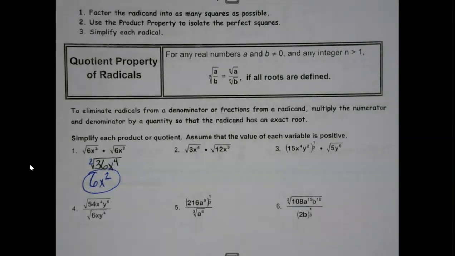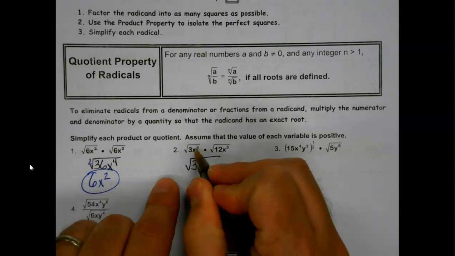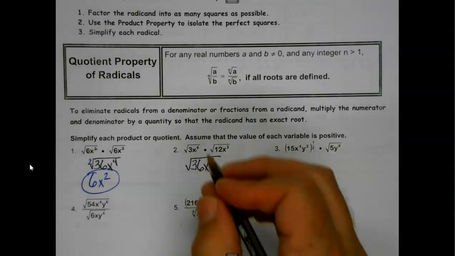Next one, same thing. Multiply the coefficients. Add the exponents. Not much different from the last one.